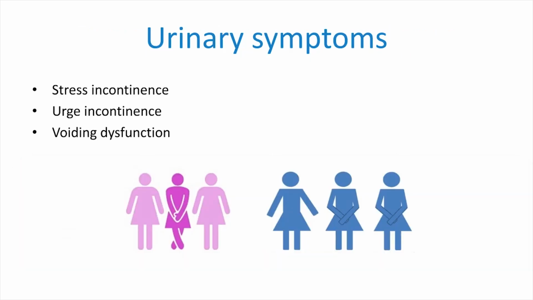The other group of symptoms are functional symptoms, so urinary and bowel symptoms. Urinary symptoms are by far the most common group, and the most common type of urinary symptom with pelvic floor dysfunction is stress incontinence, although some women will describe urge incontinence and some women will have voiding dysfunction or difficulty passing urine. These symptoms affect between 1 in 3 and 2 in 3 women after childbirth at some stage.